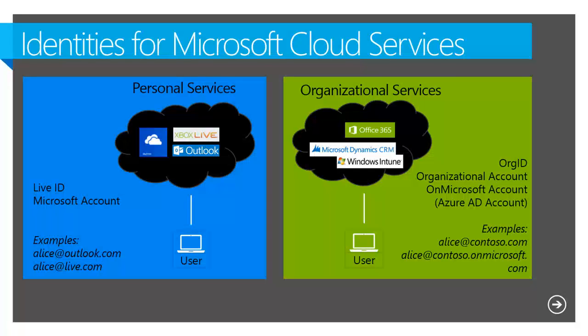On the right-hand side, we have organizational services. So you have things like Office 365, Windows Intune, Dynamics CRM, and the best way to describe those is org IDs. So you might hear me referring to those as org IDs. But sometimes people refer to these as your onmicrosoft.com account, your organizational account. This is your account that is in Windows Azure Active Directory. This will make more sense in a minute, but I wanted to clear that up first.